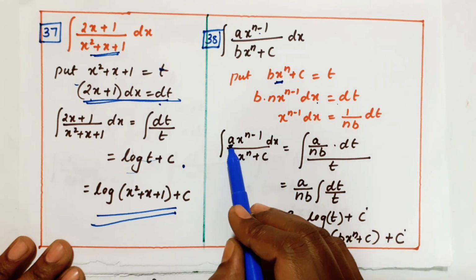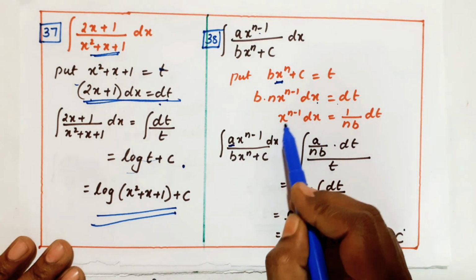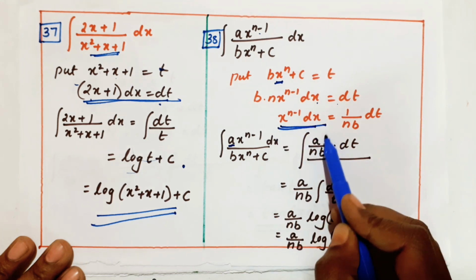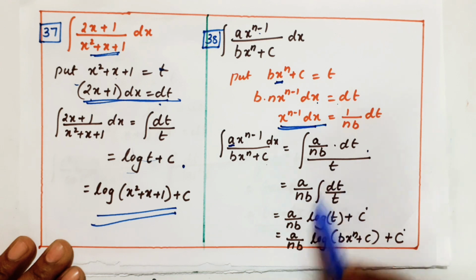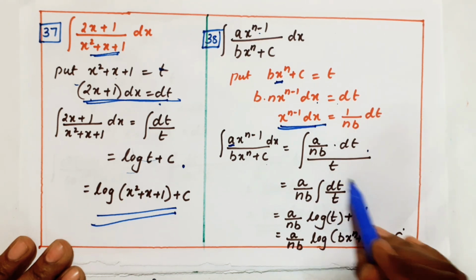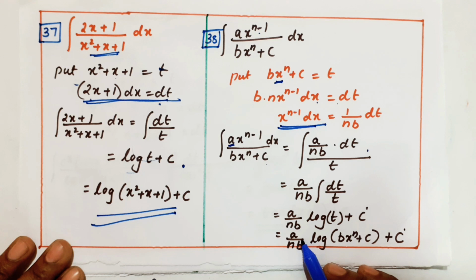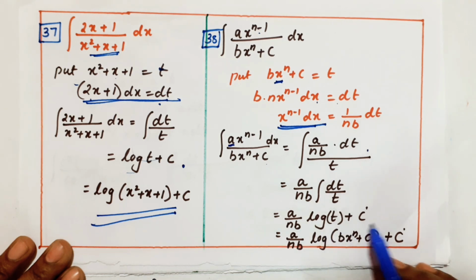this a is there, right? xⁿ⁻¹ dx we can write as 1 by nb of dt. Denominator in full you can write as t. a by nb is constant, take it out. Remaining is integral dt by t. Integral dt by t we know is log t. That is a by nb log t plus c dash. I put another constant, that's all, because already one c is there.